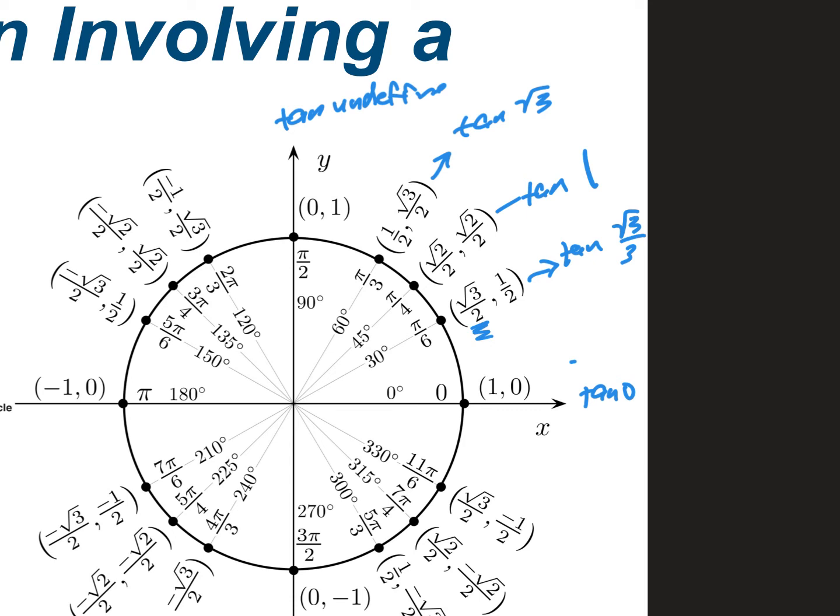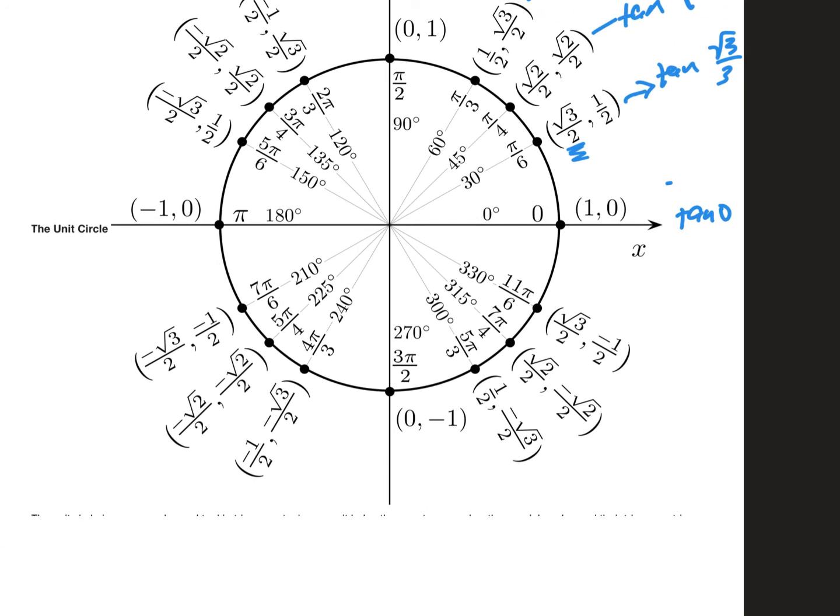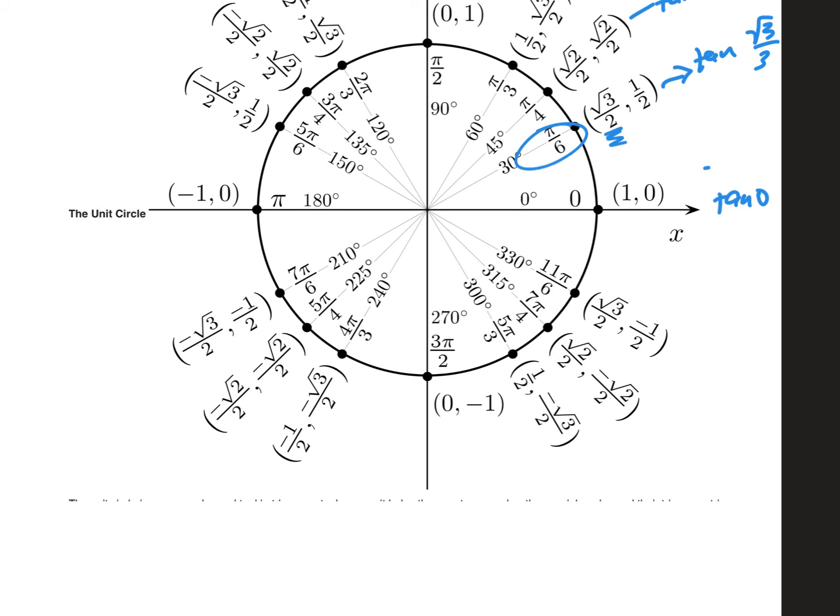So I want my tangent to be positive root 3 over 3. So where on my unit circle would the ordered pair give me a positive root 3 over 3 tangent? Pi over 6 and? No, I want a positive one. Why is it 11 pi? No, I want positive. What's a negative divided by a negative? A positive, so it'd be here.